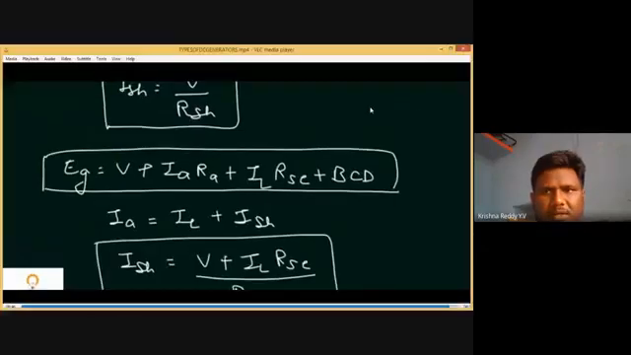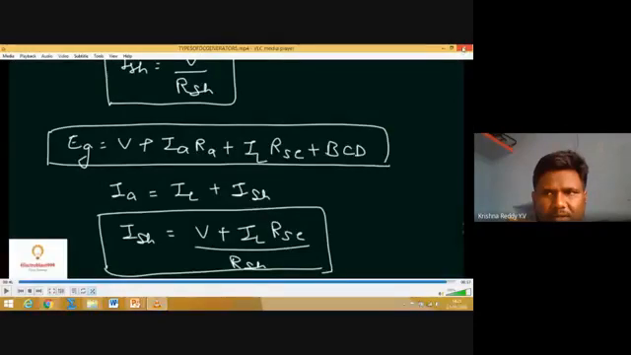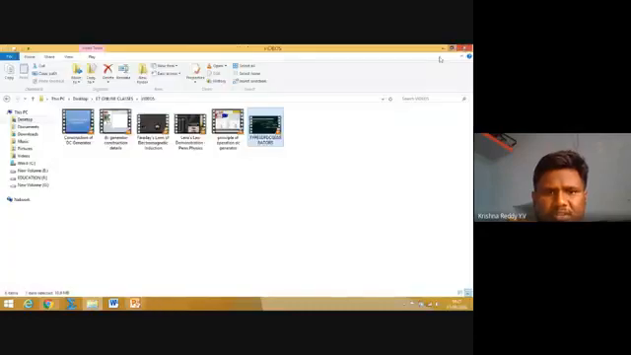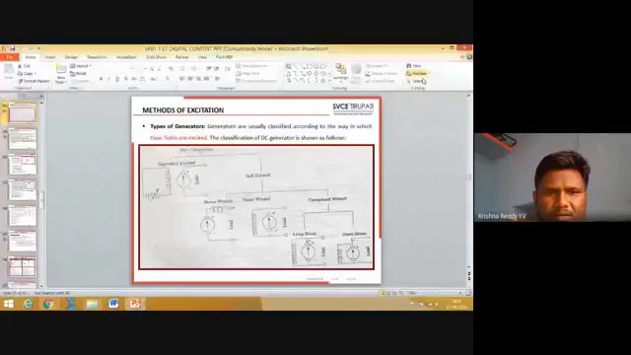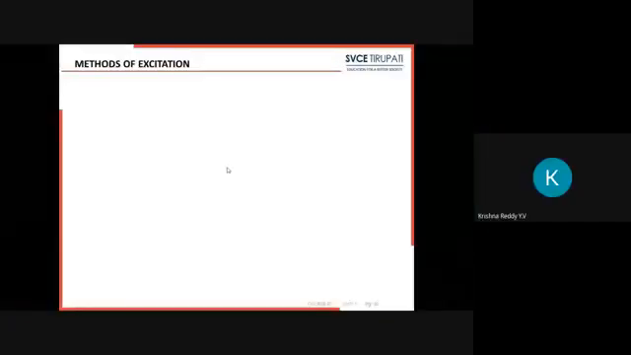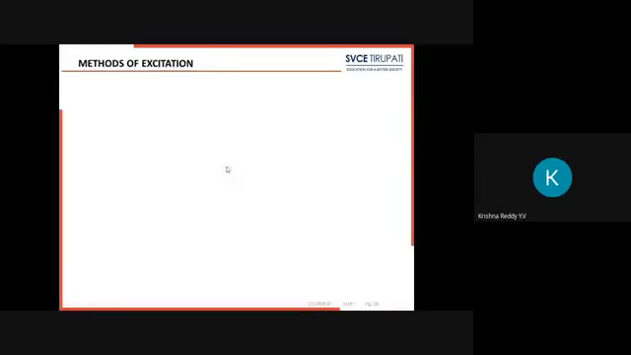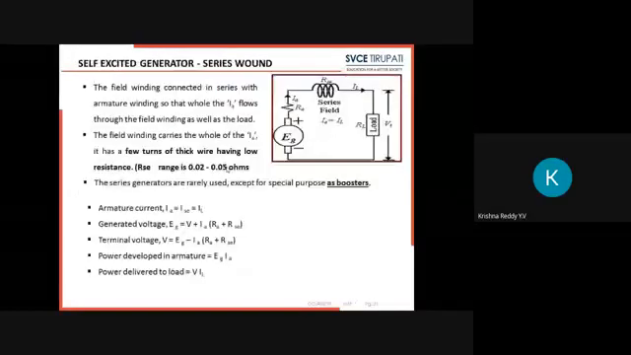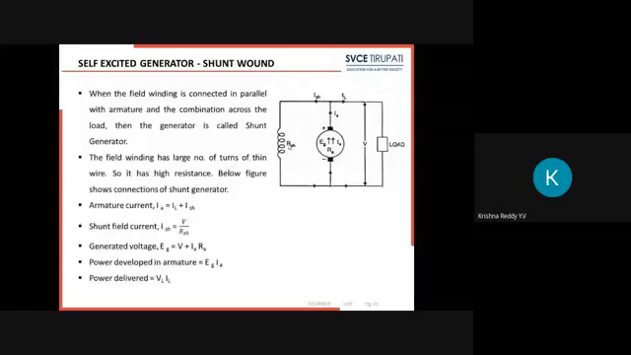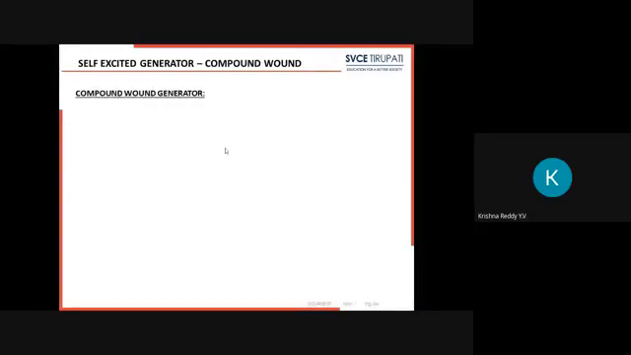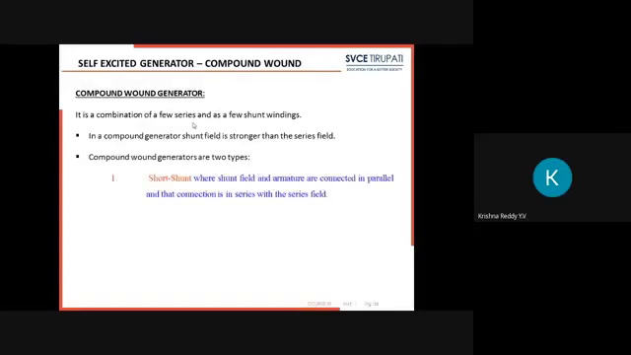Here we already discussed the shunt field winding flux and the series field winding flux. If both are in the same direction, we get the cumulative compound generator. If both are in opposite directions, we get the differential compound generator. In compound generators, the shunt field flux is stronger than the series field flux. We have already discussed all these things.